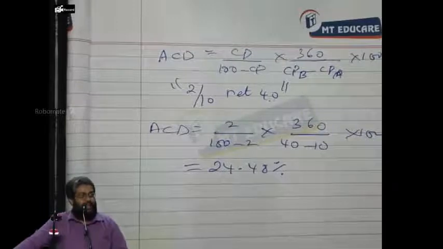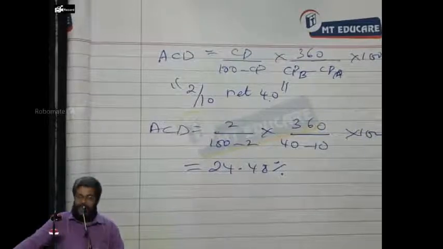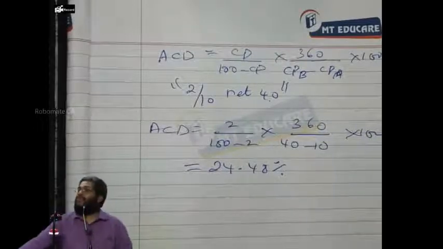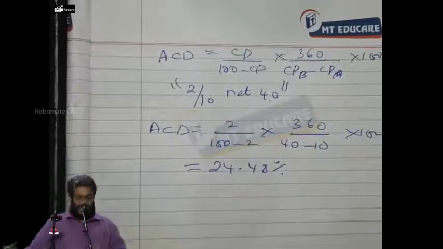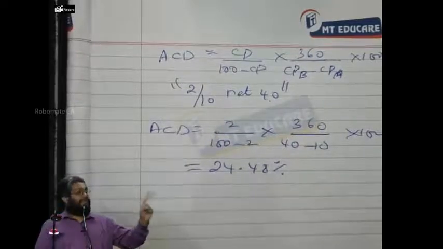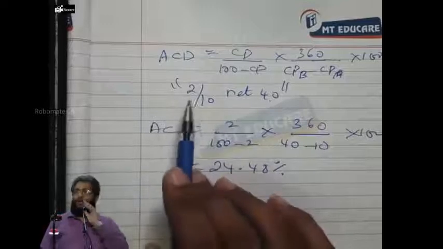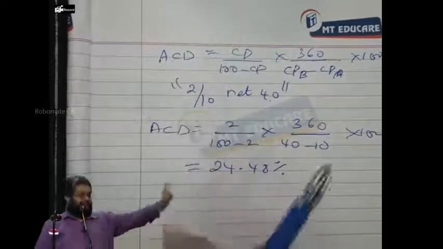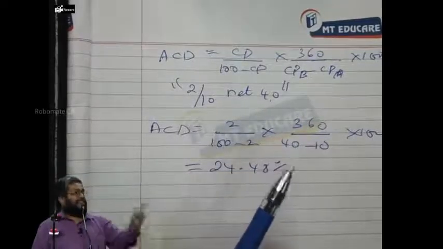Everybody following the discussion or not? I'll tell the logic of the formula next. Before that, able to understand what I am doing or not? What I am saying is, don't compare the 15% interest rate with the 2% discount rate. Interest is a benefit, discount is a cost. Do you understand or not?